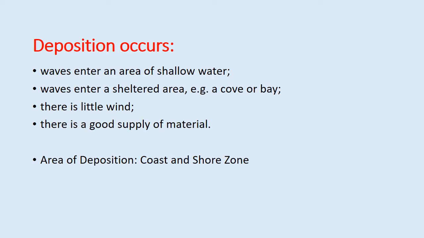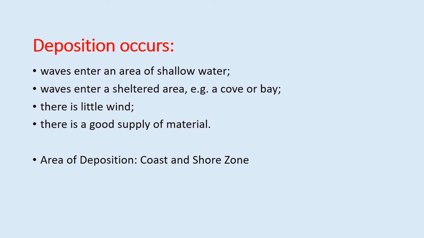The area of deposition is basically where material is deposited in the coast and shore zone. It may be the offshore zone, backshore zone, or foreshore zone, and sometimes deposited in front of, or on the seaward side of, the cliff, and sometimes, in cases of extreme events, in the offshore zone.